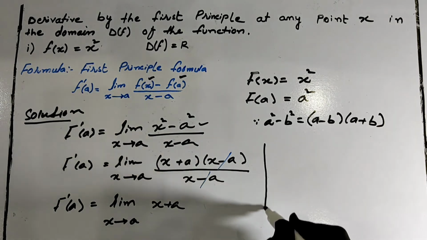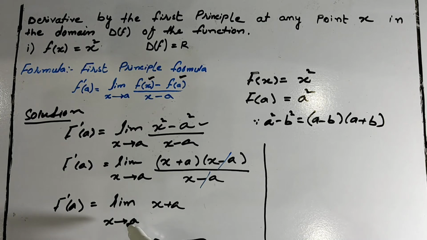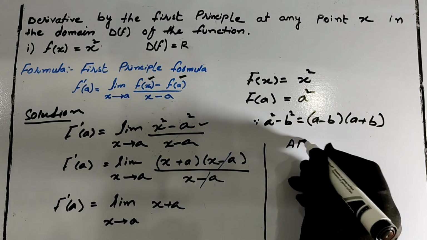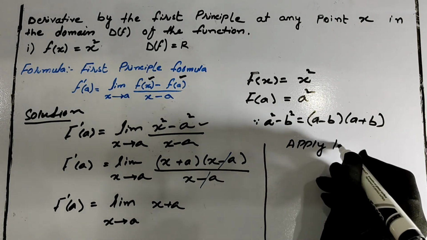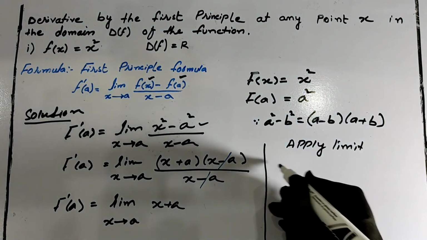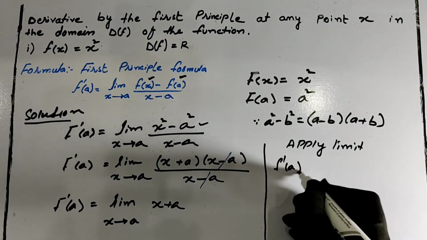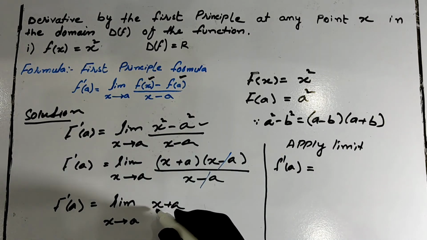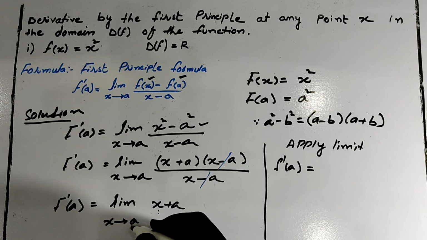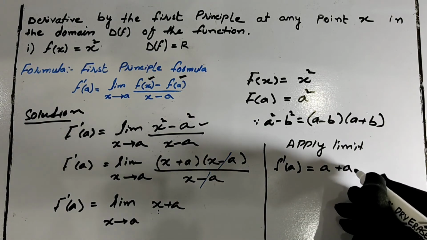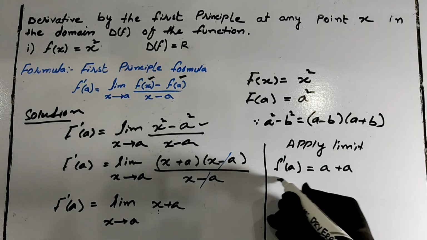So our next step, we will apply the limit, that is x approaches to a. Applying the limit, we have f prime a is equal to, here x will be replaced by a because the limit is a, a plus a is equal to 2a.